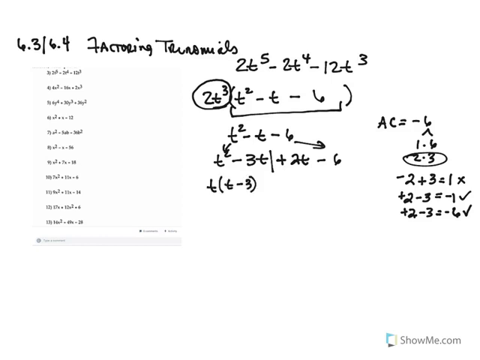In my first group I factor out t, leaving t minus 3. In my second group, I will factor out a positive 2, leaving t minus 3. So they are the same, so I know I did it correct. So t minus 3 times t plus 2. And we're finished with the problem.